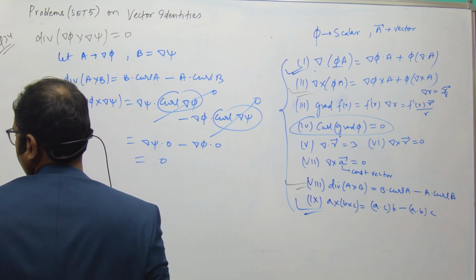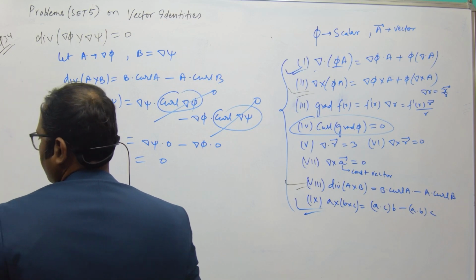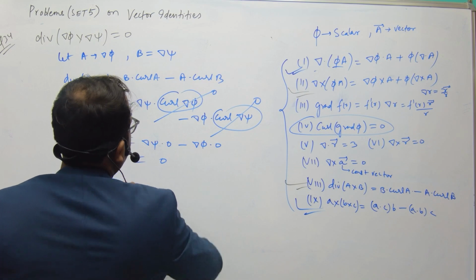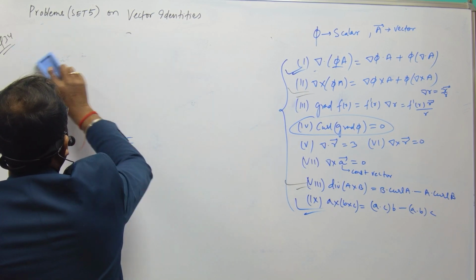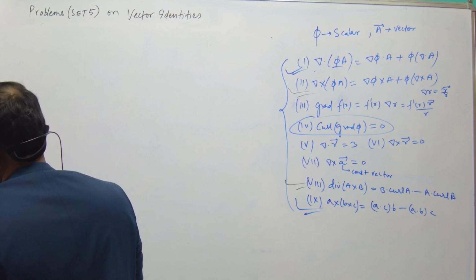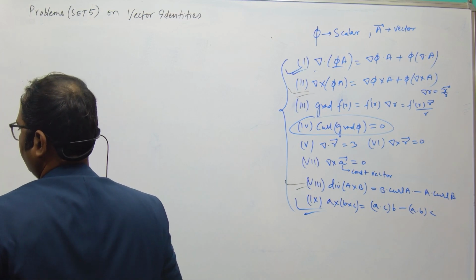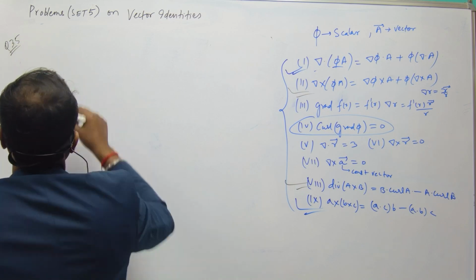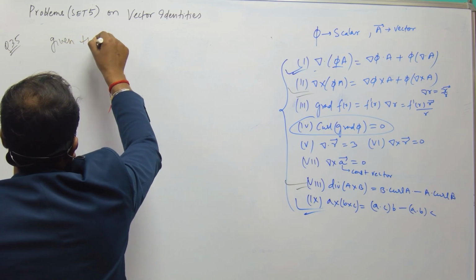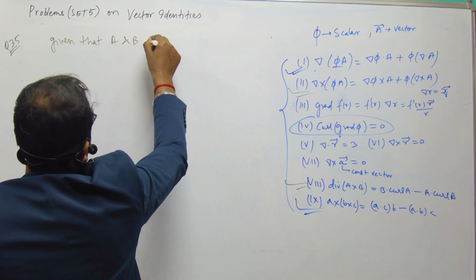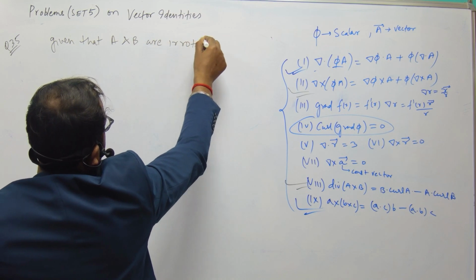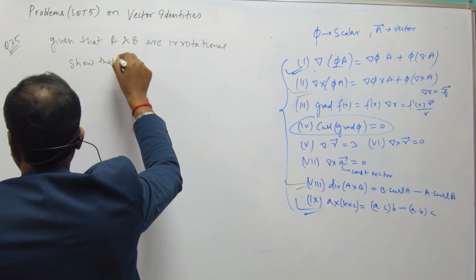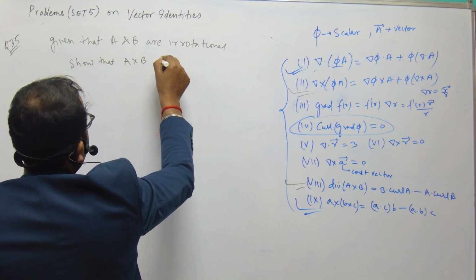Now let us discuss question number 35. A and B are irrotational. Prove that A cross B is solenoidal. Given that A and B are irrotational, we have to show that A cross B is solenoidal.